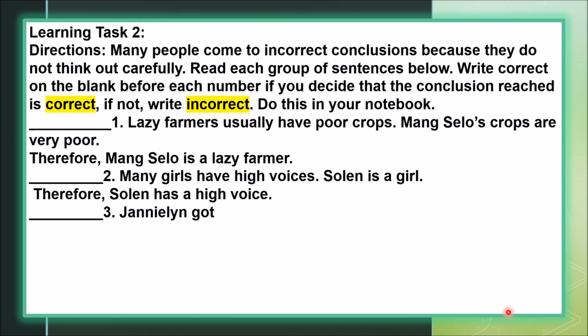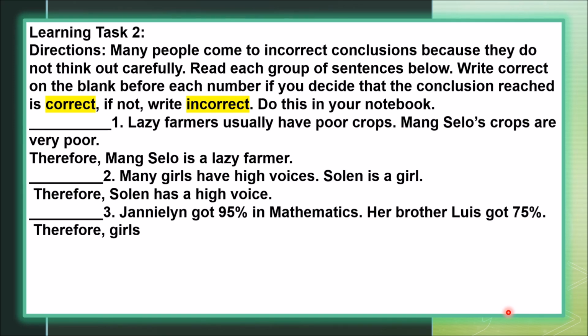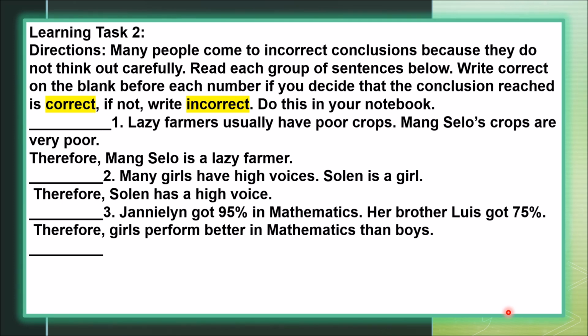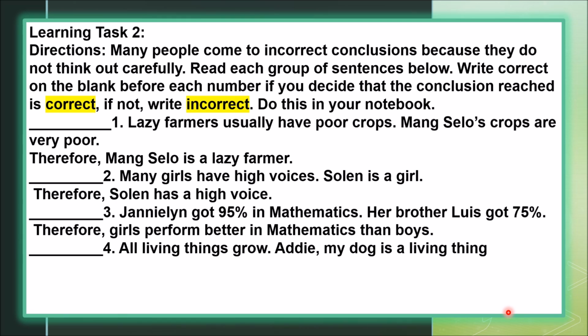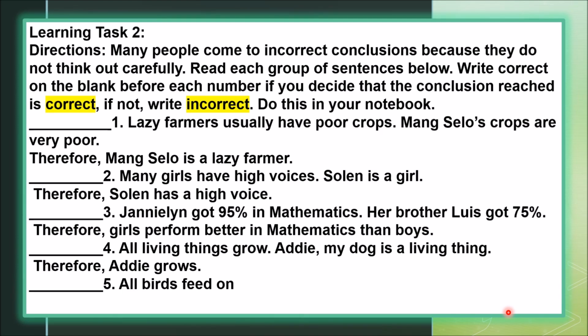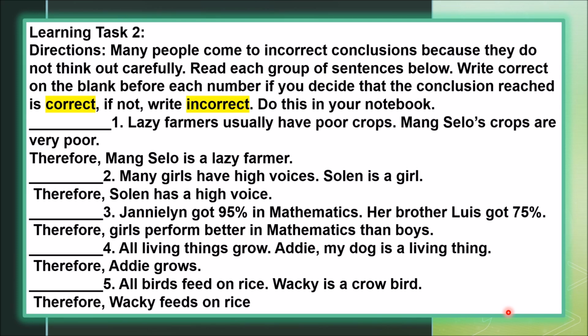Okay, number 3. Janelyn got 95% in mathematics. Her brother Luis got 75%. Therefore, girls perform better in mathematics than boys. Number 4. All living things grow. Addie, my dog, is a living thing. Therefore, Addie grows. On the last one, number 5, all birds feed on rice. Wacky is a crow bird. Therefore, Wacky feeds on rice.